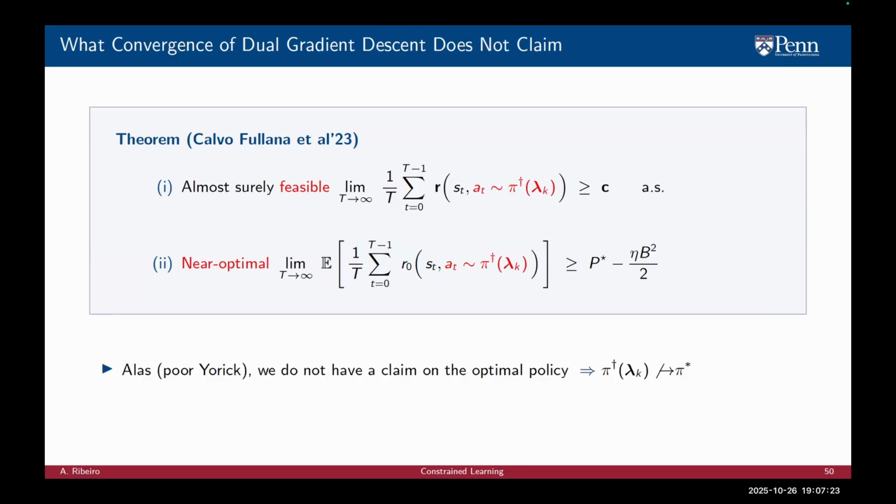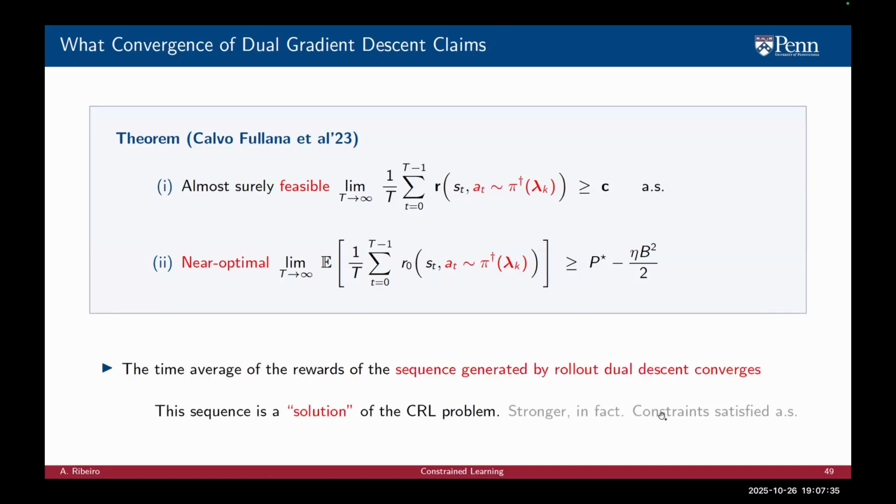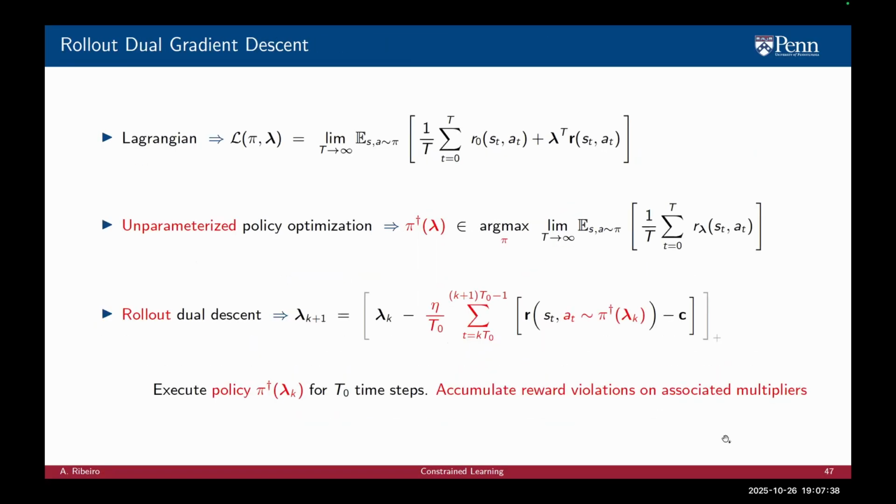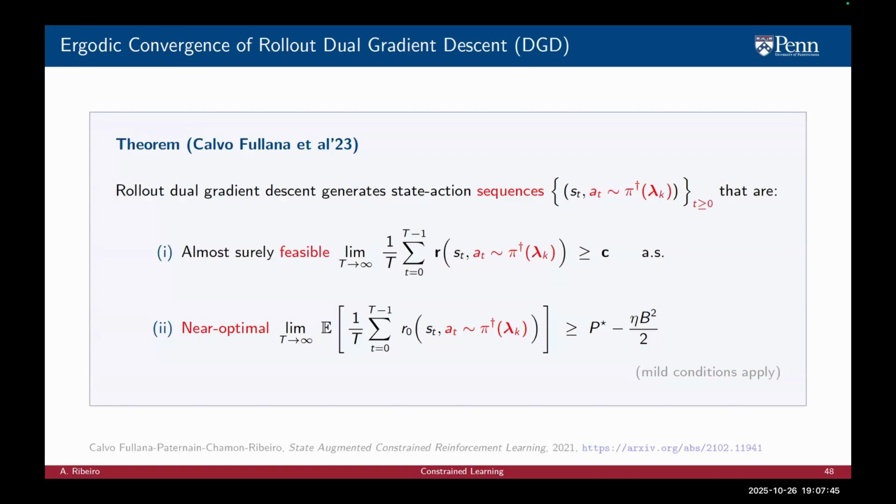Now, what I cannot do, however, is stop this algorithm and say, oh, now pi dagger of lambda k, the Lagrangian maximizing policy, converges to pi star. Okay? So let me go again. Here I am introducing a stochastic version of the algorithm that I discussed in the previous section of the talk. I can prove the same algorithm almost surely, because the gradient update is stochastic.